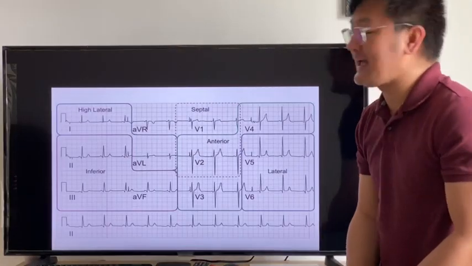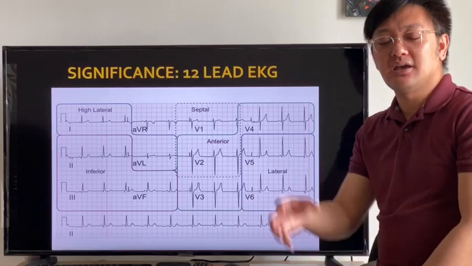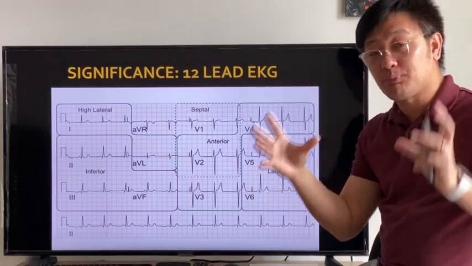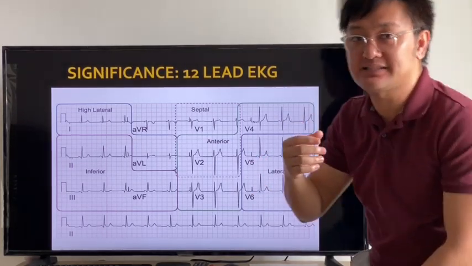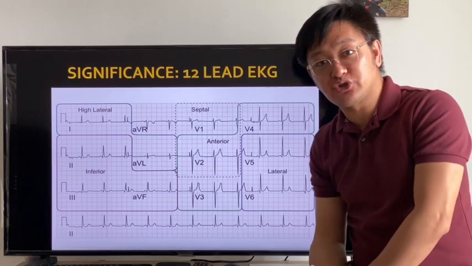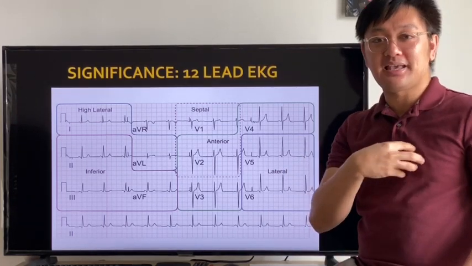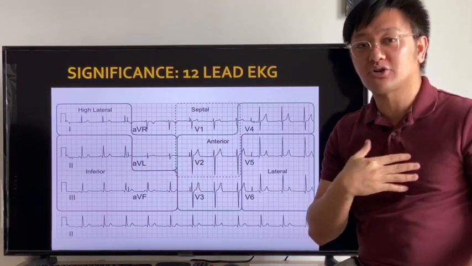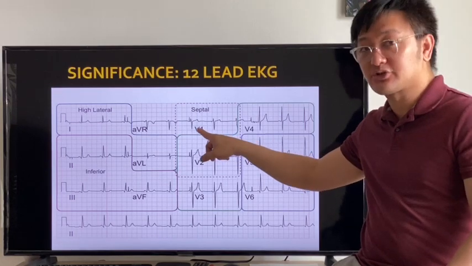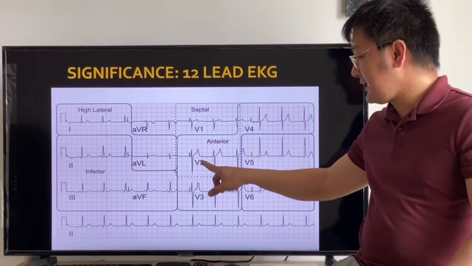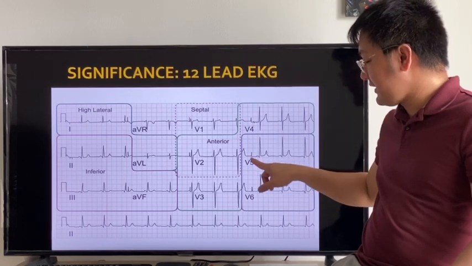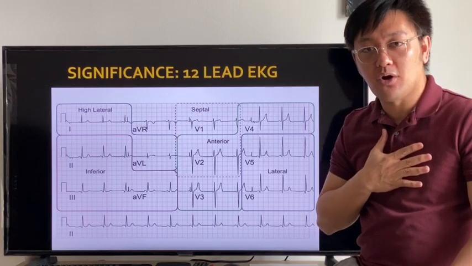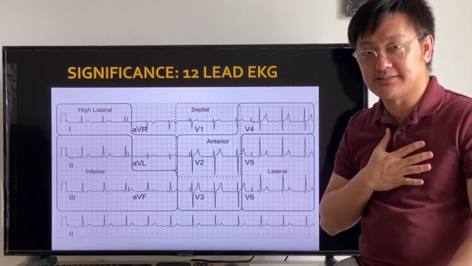So again, a 12-lead ECG gives different views, different angles of the heart. It gives you an overall picture of the heart. Now, what are these 12 leads? The 12-lead ECG is divided into two. The electrodes placed on the chest we call your precordial leads, or vector leads, V for vector. So V1, V2, V3, V4, V5, V6. These are leads placed on the chest. Six.